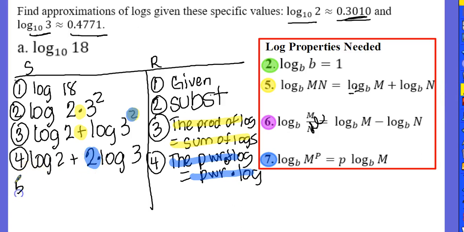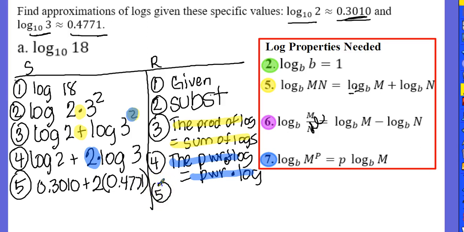Now, am I able to now do some substitution? Do I know the log of 2's value? Yes, it is 0.3010. 2 times, I know the value of the log of 3. It is 0.4771. What do I call that? That's right, it would be substitution. I'm substituting one value with an equivalent value.